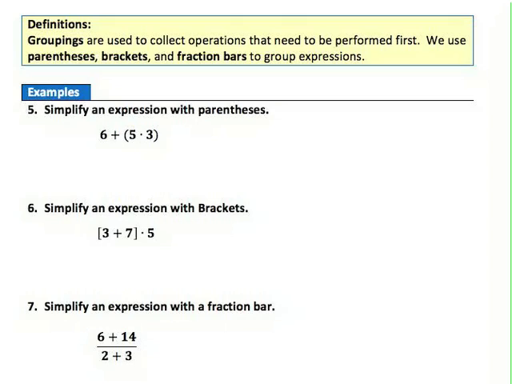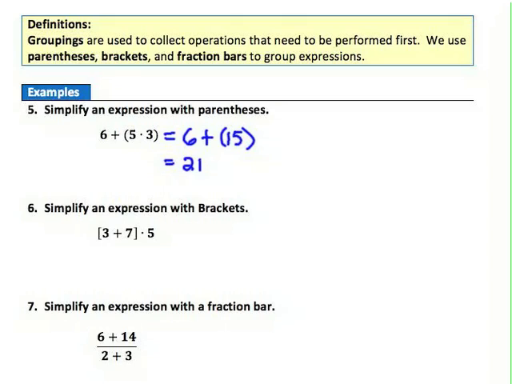Example 5. Simplify an expression with parentheses. So in my expression here, I have 5 times 3 inside a set of parentheses. That indicates that I need to do that multiplication operation first. So when I take 5 times 3 in the parentheses, that's going to give me an answer of 15. Secondly, I'm going to do the addition since that was outside the parentheses. So 6 plus 15 will give me an answer of 21.